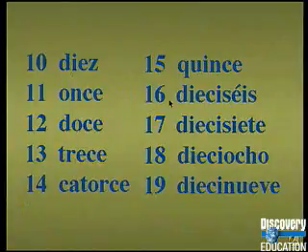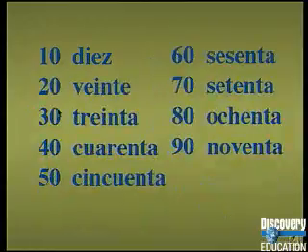If you have 10 and 6, you say 10 y 6. Or 10 y 7. 10 y 8. 10 y 9. Okay? Then we come to the new numbers for the tens. We've talked about 10. Okay? Repitan. 20. 30. 40. 50. 60. 70.